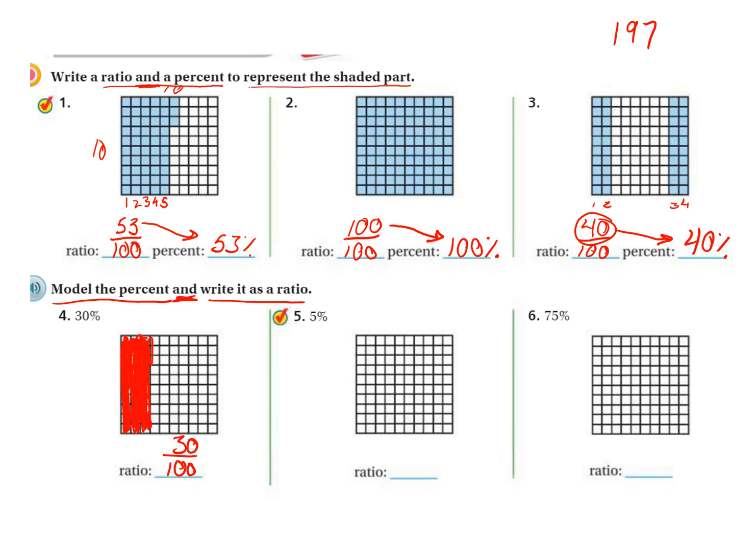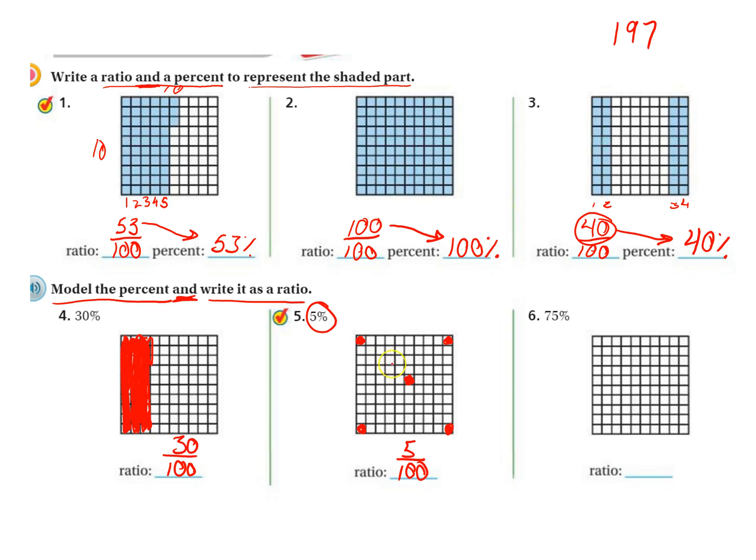Okay, 5%. So there's 100 total, and I need to shade 5 out of that 100, 5 per 100. And this time I'm going to shade 1, 2, 3, 4, and a random 5. So again, it doesn't matter where you shade. You see that on number 5 and also on number 3. As long as you shade the correct number of squares, it doesn't matter. You could make a little pattern if you want.